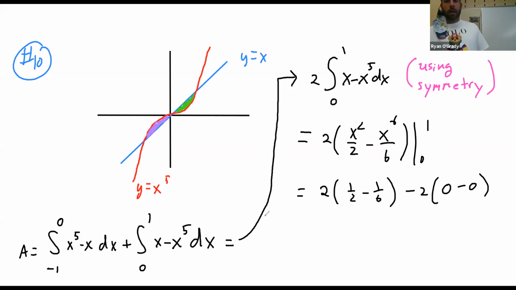So you end up getting 1/2 minus 1/6. Well, 1/2 is the same thing as 3/6. So you get 2/6, which is 1/3. So this simplifies to 2/3.